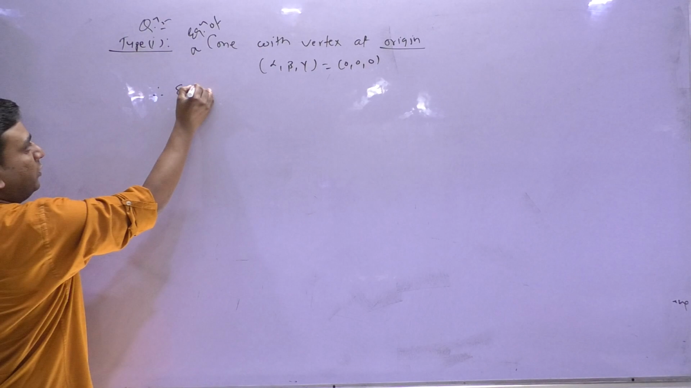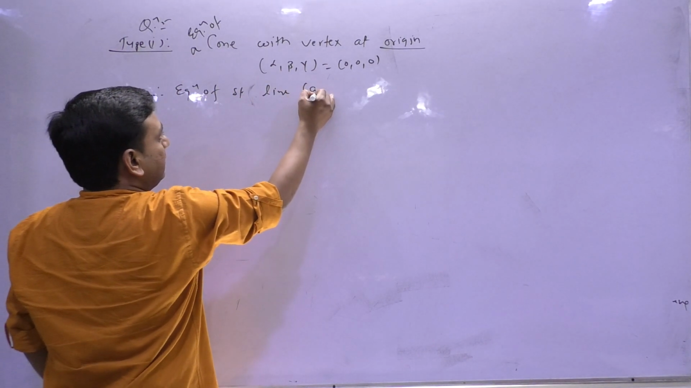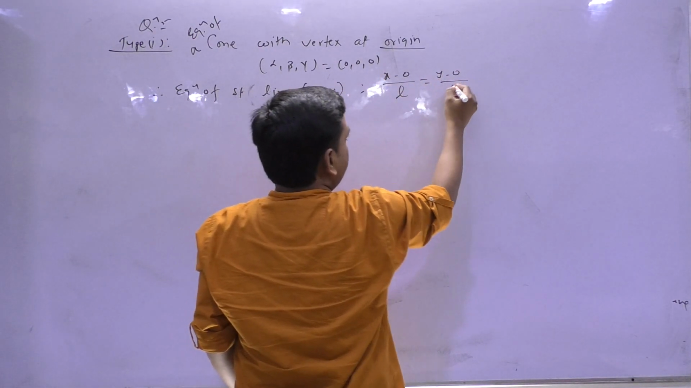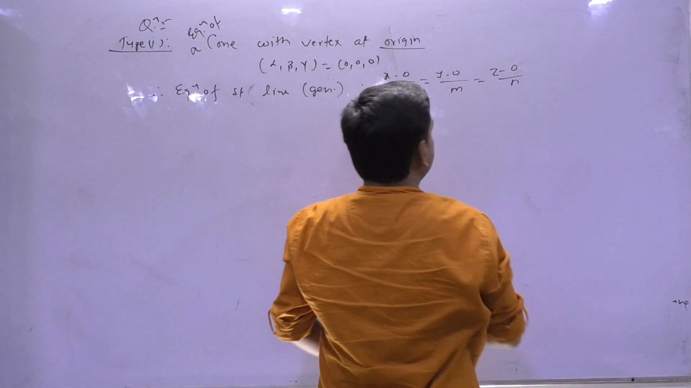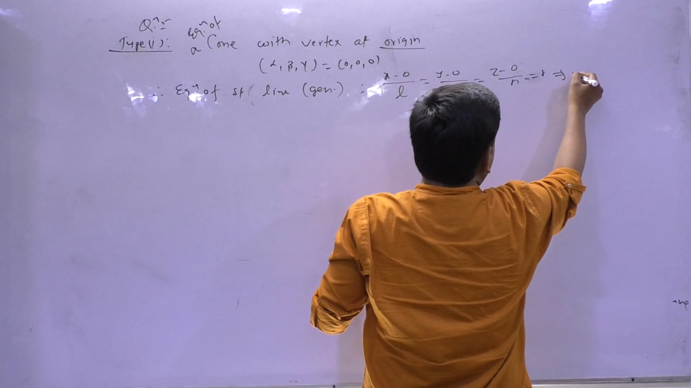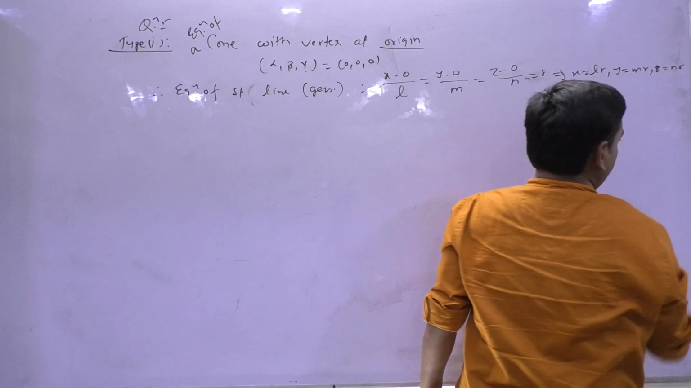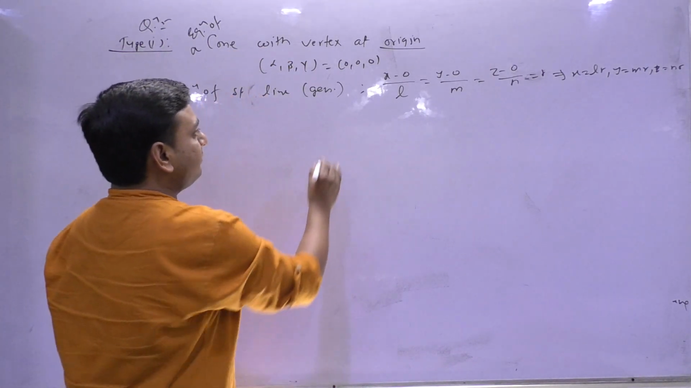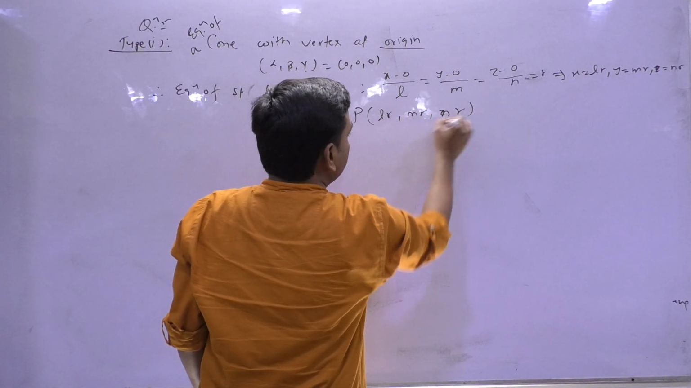So the equation of the straight line which is the generator will be (x minus 0)/L = (y minus 0)/M = (z minus 0)/N. Let this whole thing equal R. Then x equals LR, y equals MR, z equals NR. So a point on the straight line at a distance R will be represented by LR, MR and NR.